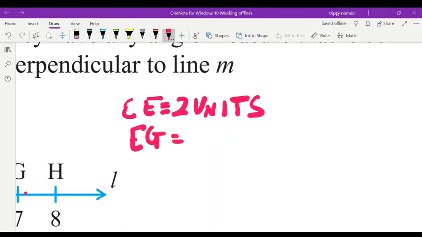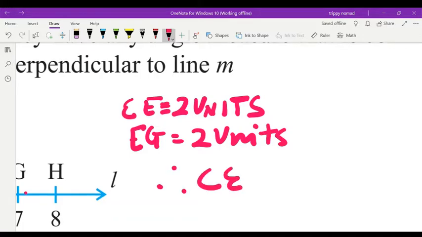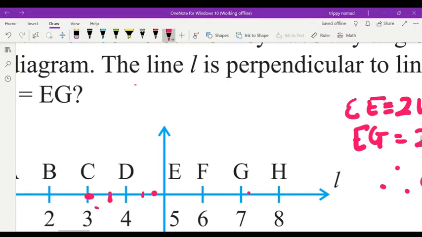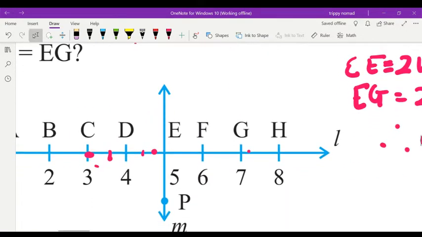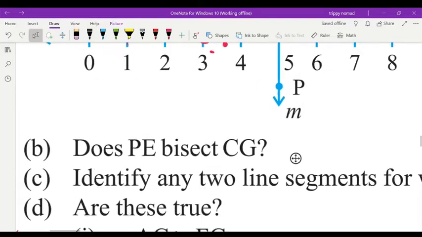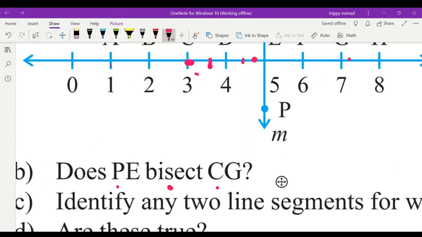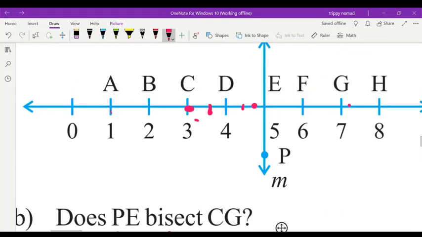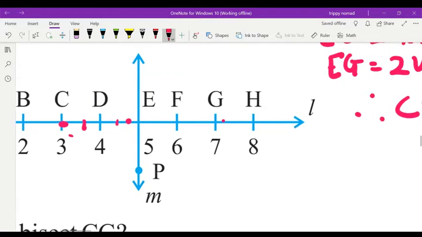EG is 2 units. So both are equal, therefore CE is equal to EG. This is the way you have to write for the others also, because that is what the question asks. Now next question: does PE bisect CG? Yes, it bisects. Why does PE bisect CG?